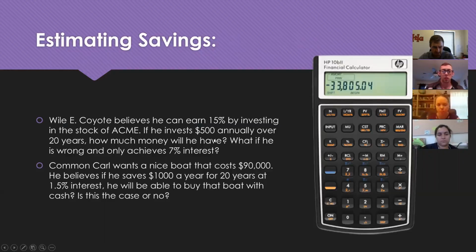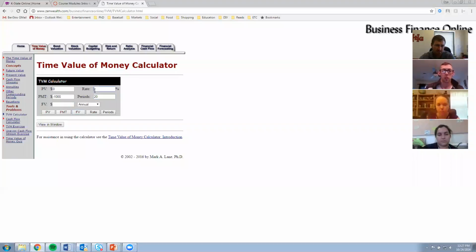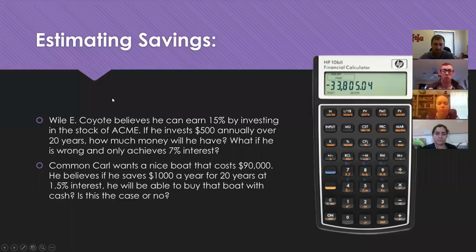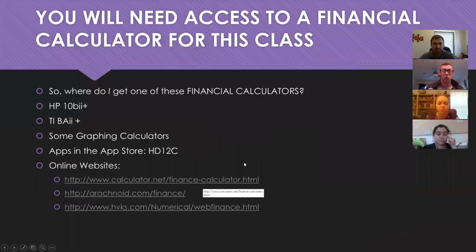So, man, he's a long-term thinker here. But he can only get 1.5% interest, which isn't much. Let's see what the future value says. Nope, nowhere close, right? Even if he could get maybe 10%, he's still not going to make it. So he's going to have to either up his payments, wait longer, or increase the rate by investing in riskier investments. That's his only option.